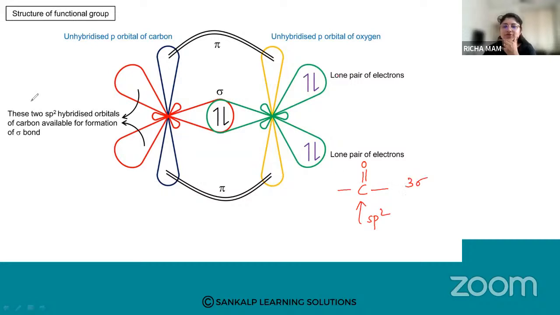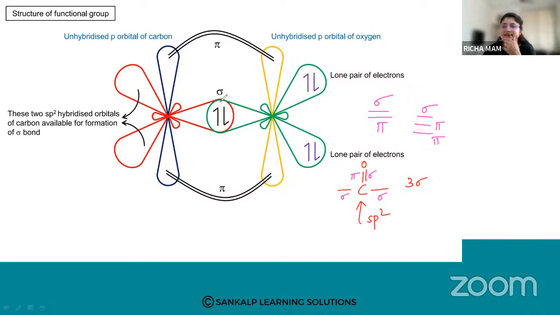I'll represent it. So this is one sigma bond, another sigma bond, one sigma bond. This is a pi bond. When you have a double bond, one will be a sigma bond, another will be a pi bond. If you have a triple bond, one will be a sigma bond, and the other two are pi bonds. So here you have three sigma bonds. And these all lie in a plane.